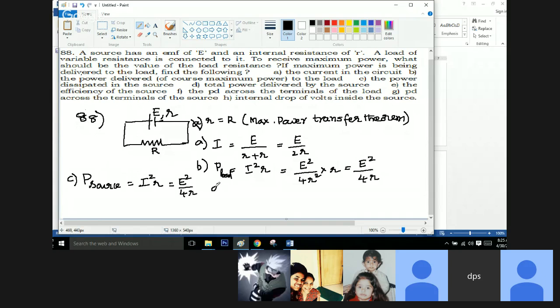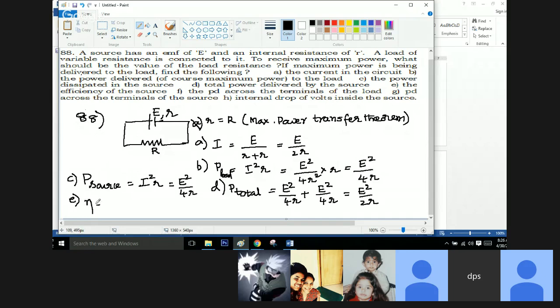And what about D? Total power delivered, power total. Obviously, it will be the sum of power delivered across the load plus power delivered across the internal resistance. So answer is how much, sir? E square by 2r. That is the power total. And what is the question? E. What is E? The efficiency of the source. Right.